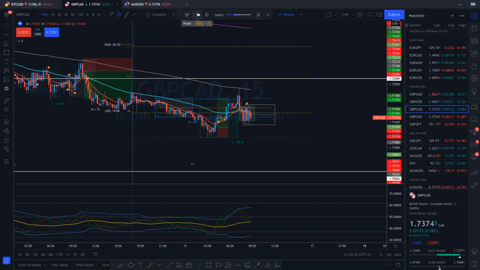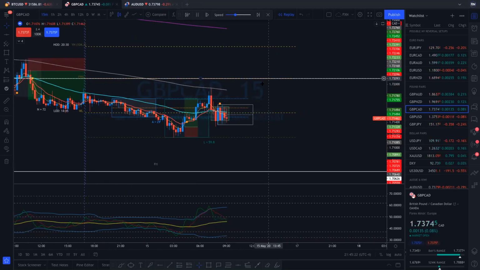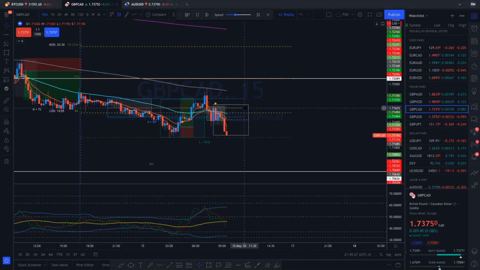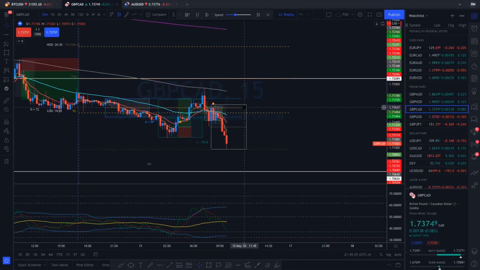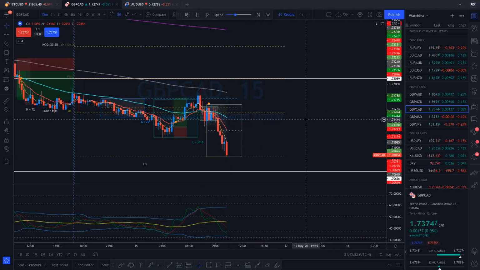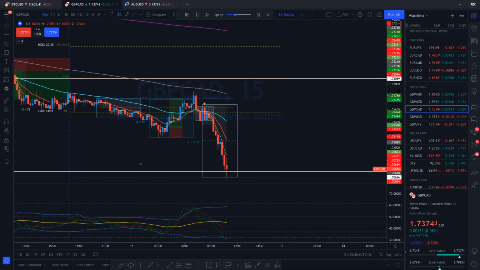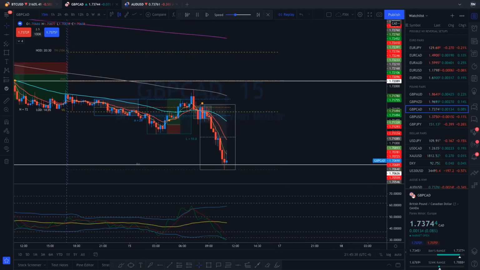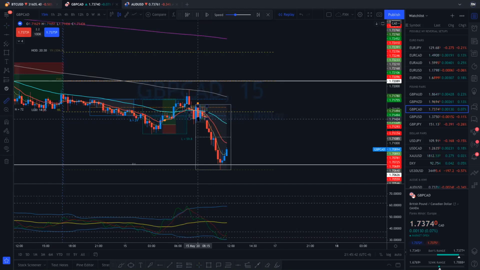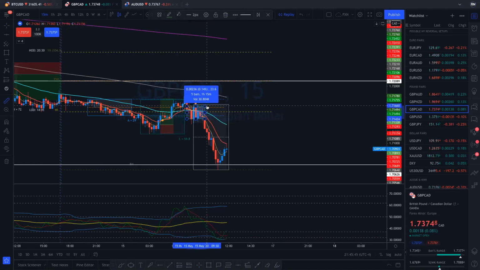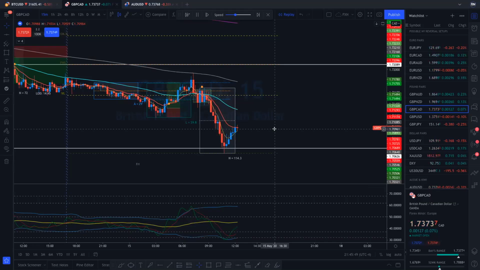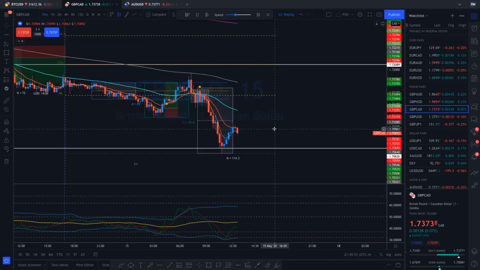But yeah, so maybe that one there. It just depends on where you put the order at. But this one was, yeah, it's 23. It would have been like a 23 pip stop loss or something on there.